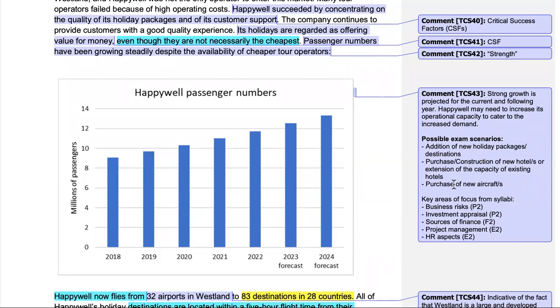And purchasing or constructing a new hotel could be a scenario, or extension of the capacity of the existing hotels, so that we are in a position to address increased demand from customers. And purchase of a new aircraft or aircraft could be a probable exam scenario as well. You'll learn about the nitty-gritties better, then you'll understand what I'm talking about. This company owns its own fleet of aircraft, as well as a set of hotels. And in such a context, these types of scenarios can be tested at the exam.